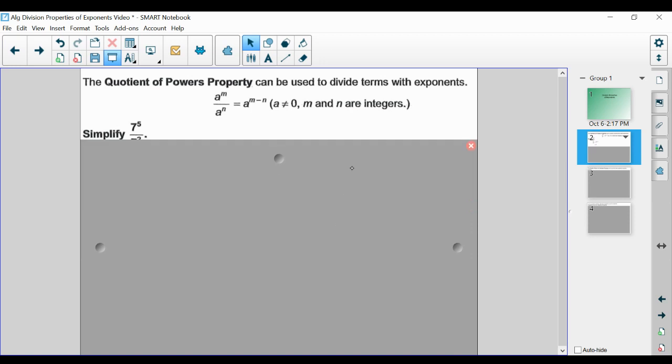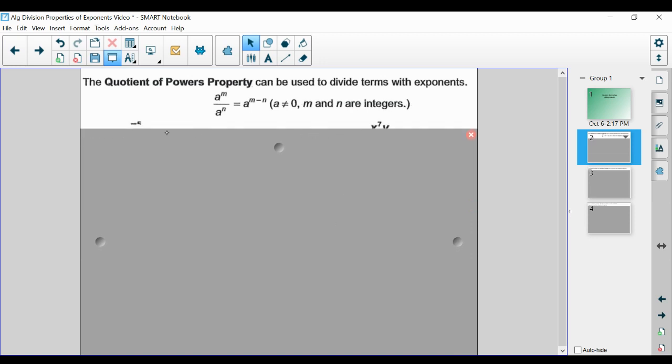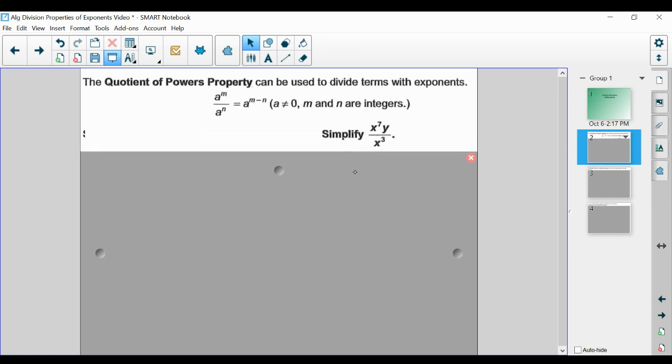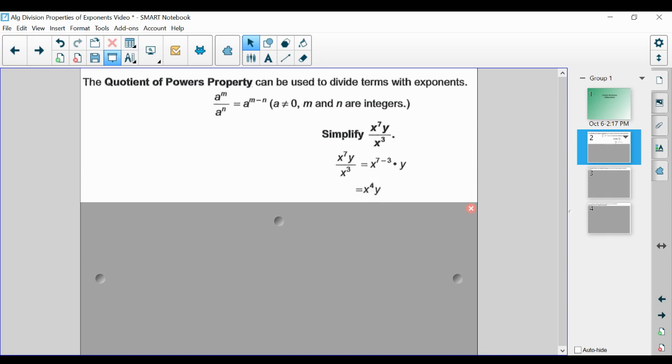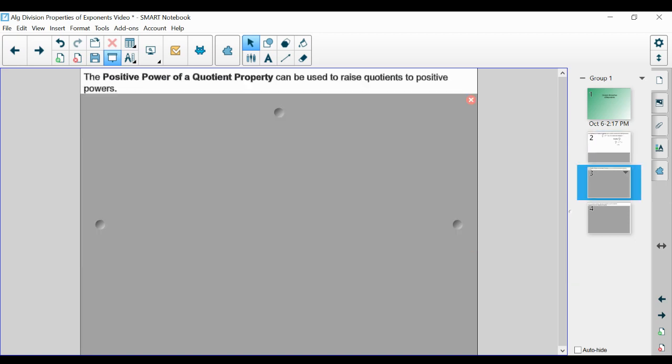On the right-hand side of your page, let's talk about how to simplify x to the 7th times y divided by x to the 3rd. Well, we can rewrite x to the 7th being divided by x to the 3rd as x to the 7 minus 3 power times y. And we end up with x to the 4th times y, because x to the 7 minus 3, that's x to the 4th. Awesome.